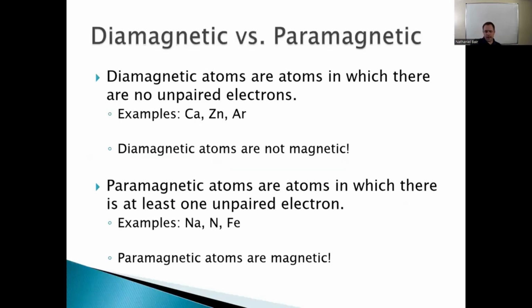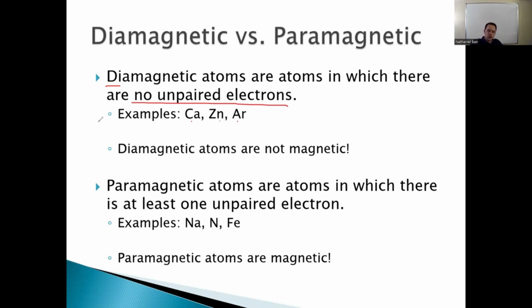There are two types of atoms. There are diamagnetic atoms and paramagnetic atoms. And here's the difference. Di, meaning two, diamagnetic atoms are atoms in which there are no unpaired electrons. Everything is paired up, right? Every orbital has a half arrow pointing up and a half arrow pointing down. There are no unpaired electrons in all of the atoms. So, for example, calcium, zinc, argon, those are all diamagnetic elements.